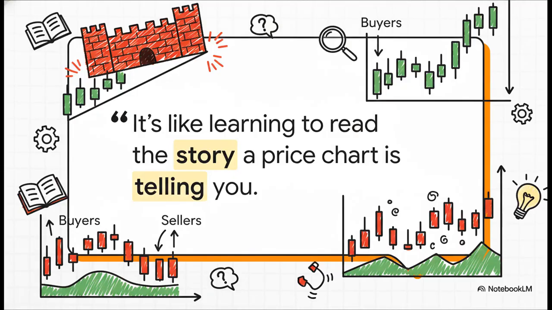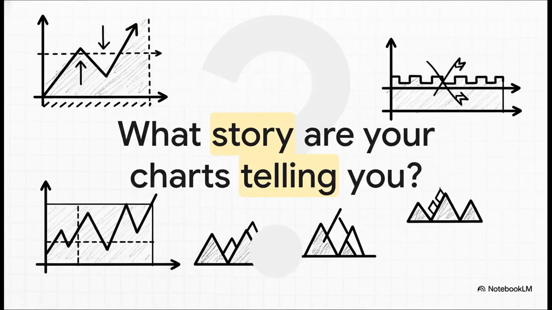And you know, that really is the best way to look at this. You're not just memorizing some rigid technical rule. What you're really doing is learning to read the story that a price chart is trying to tell you. You're starting to finally understand where the big battles between the buyers and the sellers have been fought. So the next time you open up a chart, don't just see a random squiggly line. Look for the floors. Look for the ceilings. Ask yourself, where are the battle lines drawn? Now that you can actually see them, what story is your chart telling you?